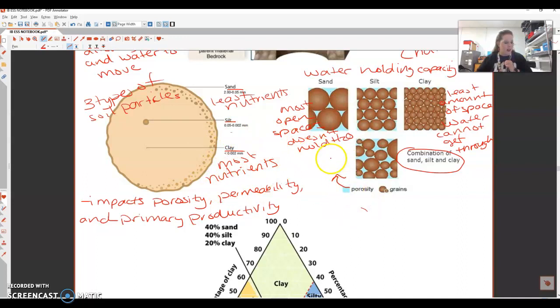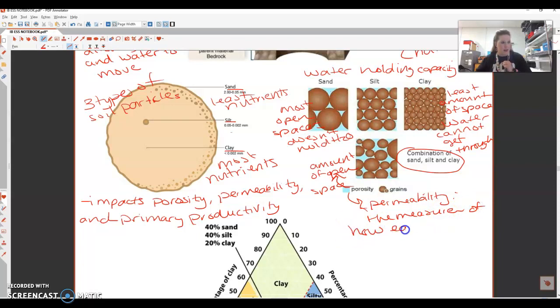Okay. So porosity right here is the amount of open space. Okay, that's the amount of open space. It is not the same thing as permeability. Okay, permeability is the measure of how easily water moves, which is infiltration.